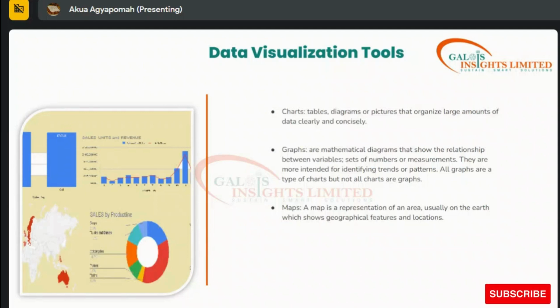There's a saying that all graphs are types of charts, but not all charts are graphs. We have some charts that are not graphs, but all graphs are charts. We have the line graph and the bar graph; they are all parts of charts because they are used to organize and display a large set of data in a more concise way. And then we have the map. A map is a representation of an area.